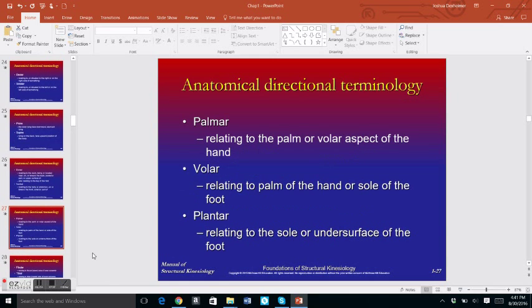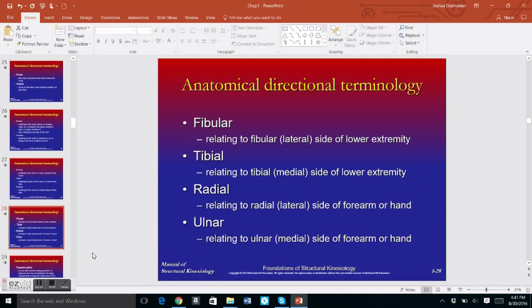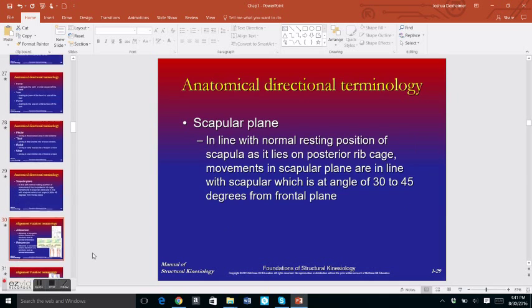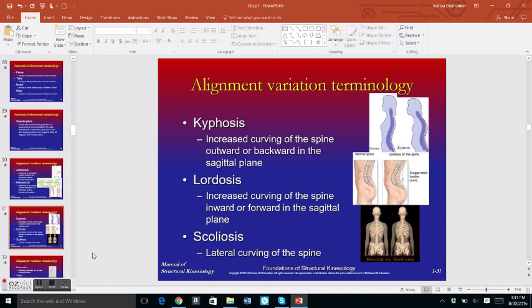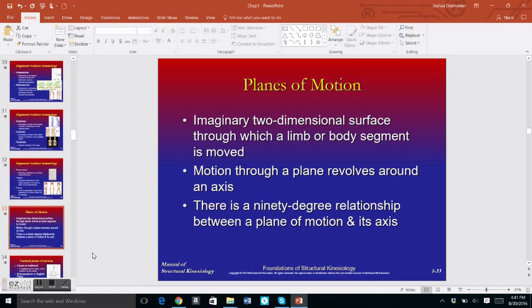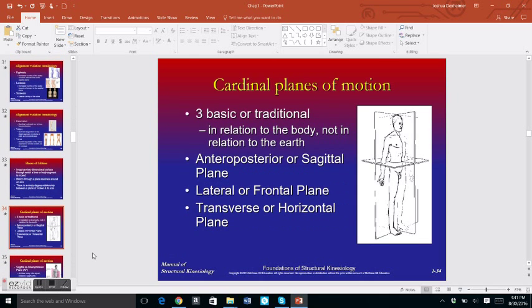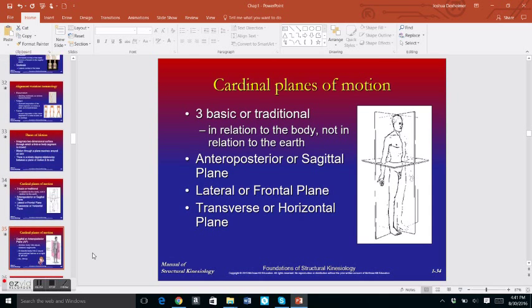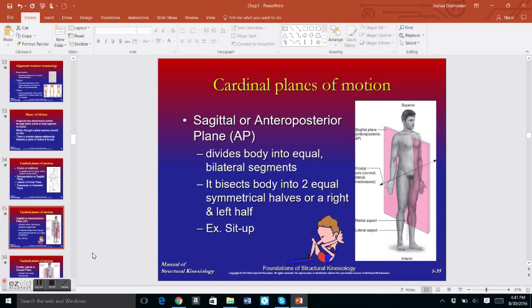Dorsal relating to the back, ventral relating to the front. Palmar is the palm. I'm going really fast through these right now because I'm voicing over. But again, you guys can read this in your book as well. We have recurvatum, which happens with speed walkers. Valgus, which ladies, you guys tend to have a lot of valgus joint angles. And then varus is kind of bow-legged. And so we have certain cardinal planes.